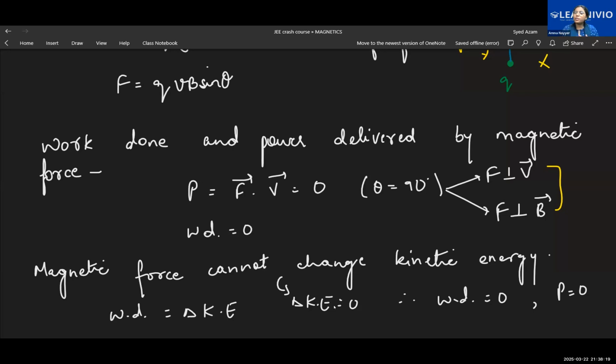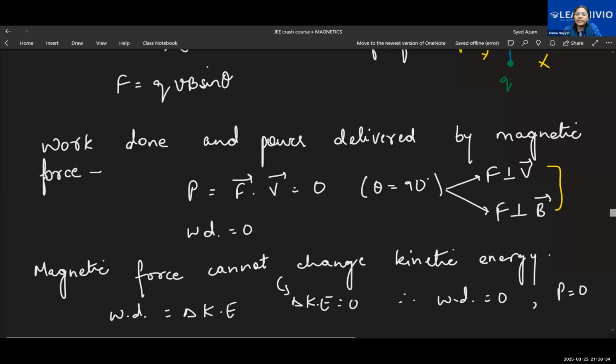What is important for you to remember is that force is perpendicular to the magnetic field, and it is also perpendicular to velocity. Did you get this point till here? Yes, ma'am. Yes, ma'am. Okay.